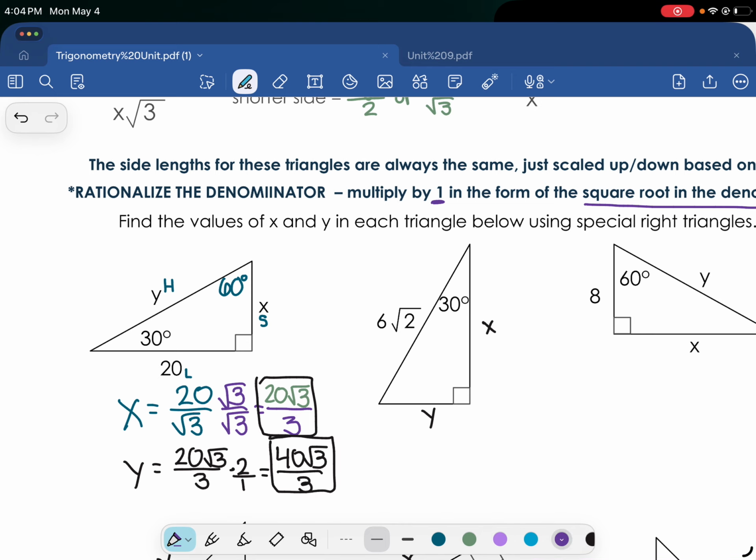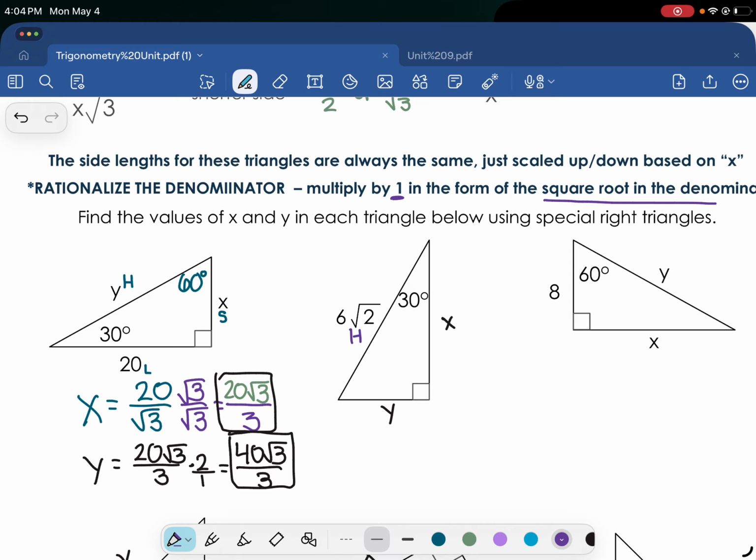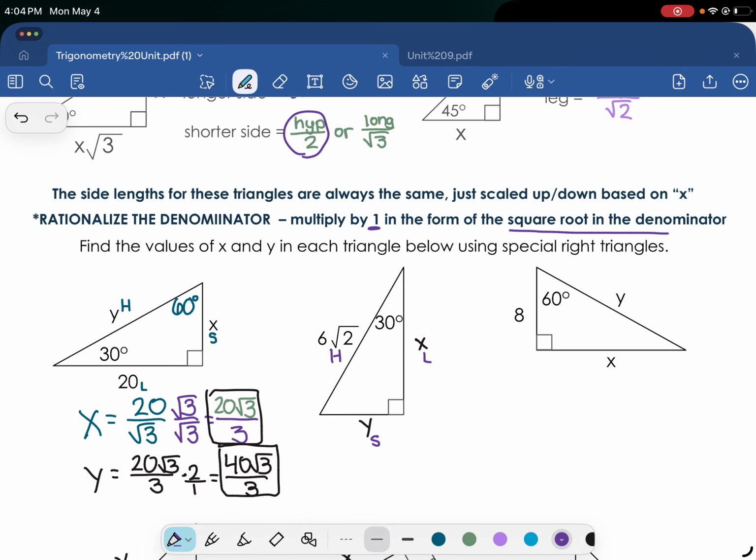Okay, moving on to the next one. I'm going to do all the 30, 60, 90s first. On this one, I know the hypotenuse. Y is going to be my shorter side. X is going to be my longer side. So I'm using H, S, and L for hypotenuse, short, and long, by the way. So if I want the short side, I take the hypotenuse divided by 2. So short side, y, is the hypotenuse divided by 2. And what is 6 square roots of 2 divided by 2? 3 square roots of 2.